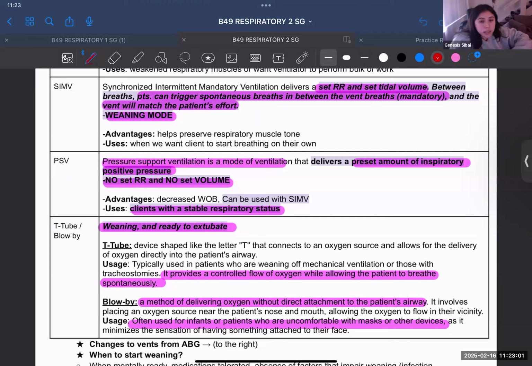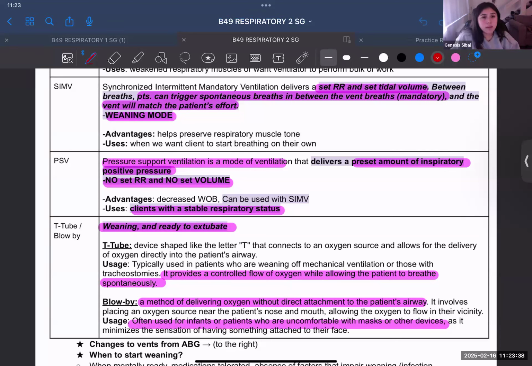And really, I feel like the thing with this one is, even though it doesn't have the term volume in it, the difference is that it has synchronized intermittent. So it's just saying that this is a weaning mode, because the vent is synchronized to the patient's breaths intermittently. That's basically all it's saying. So patients can trigger their own spontaneous breaths, because they can breathe as they want in between the vent breaths. Basically, you have mandatory breaths that the vent's giving, and then the patient can breathe on their own if they want to.